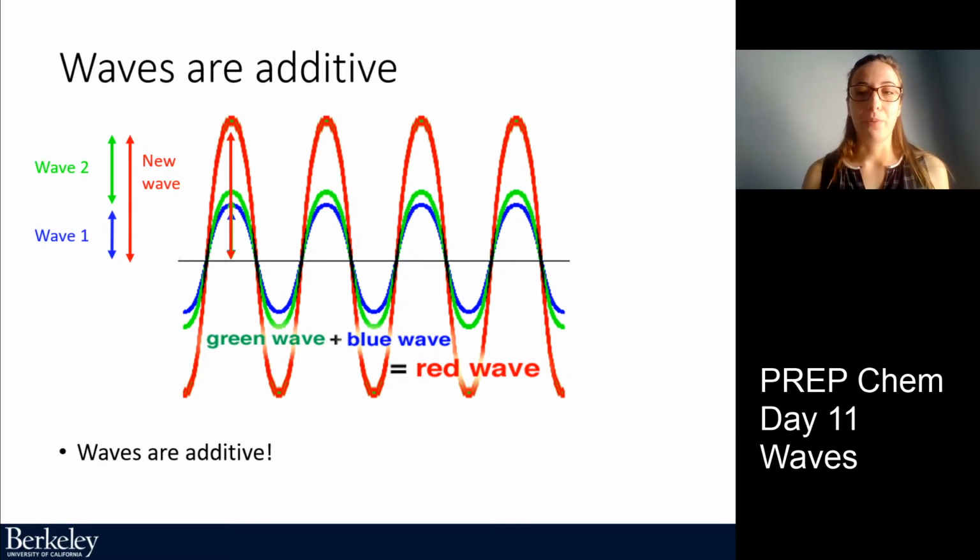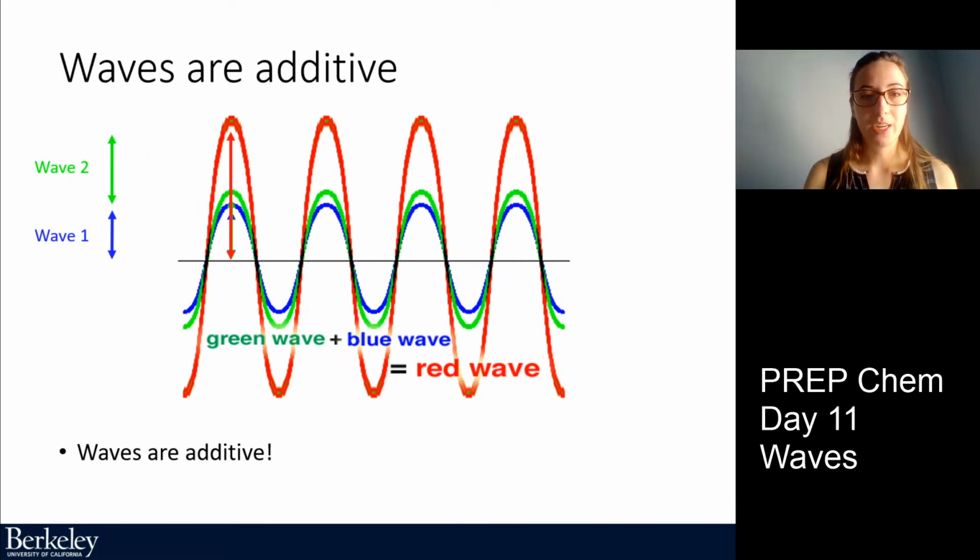So this is a really important property, because that means if you ever want to know what will happen to a wave that interacts with another wave, you simply just need to add their different amplitudes at every single point, and then you would get your new wave.